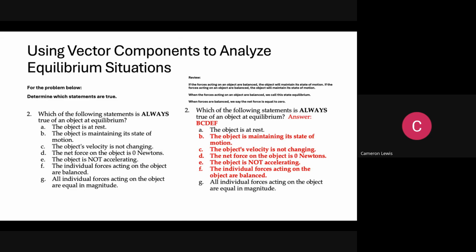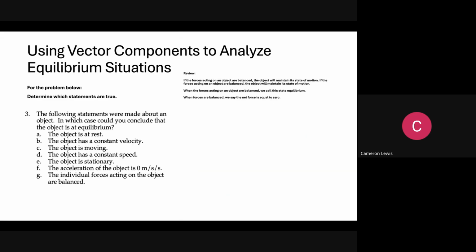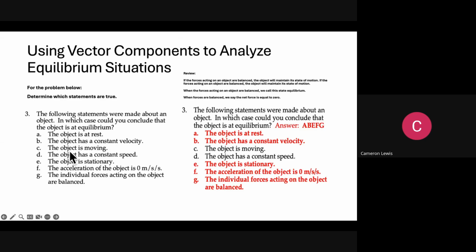Remember, sometimes some things could be happening and that doesn't always mean that the object is at equilibrium. Like if an object is at rest, that doesn't always mean that the object is at equilibrium. But if we go the other way around, sorry, if an object is at rest, it is at equilibrium, but if an object is at equilibrium, it doesn't mean it's at rest. That's what I meant to say.